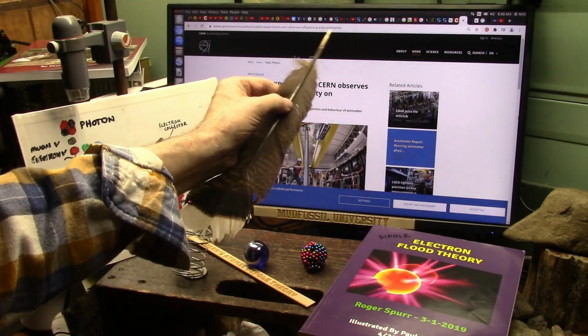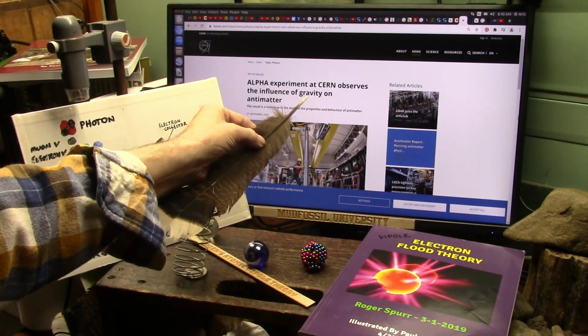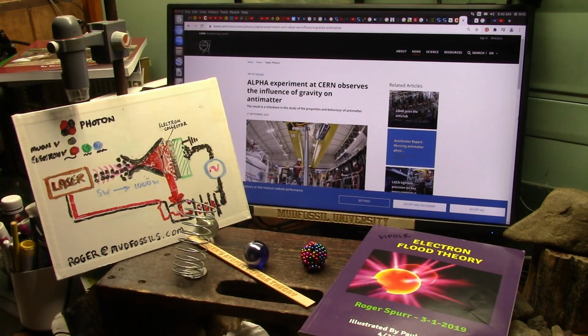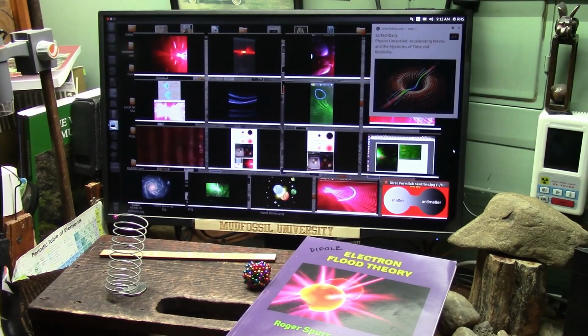Let's start with observation of gravity on antimatter. So how do they get the antimatter, and how does the gravity affect it? This is kind of funny.